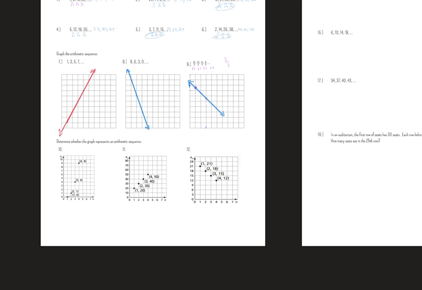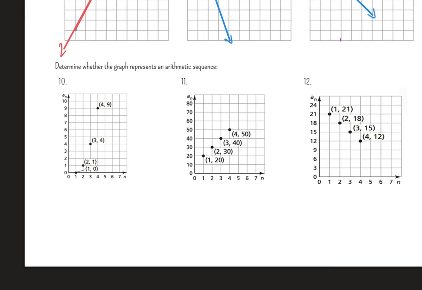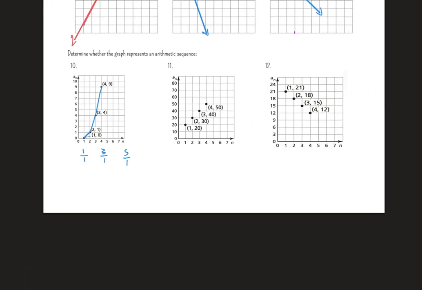There's the graph. Next, to determine whether the graph represents an arithmetic sequence. I'm pretty sure I can go ahead and tell you no, because that has a slope of up 1 over 1. This has a slope of up 3 over 1. And this has a slope of, let's see, up 5 over 1. So our first term was 0. Our second term was 1. Our third term was 4, and our fourth term is 9.